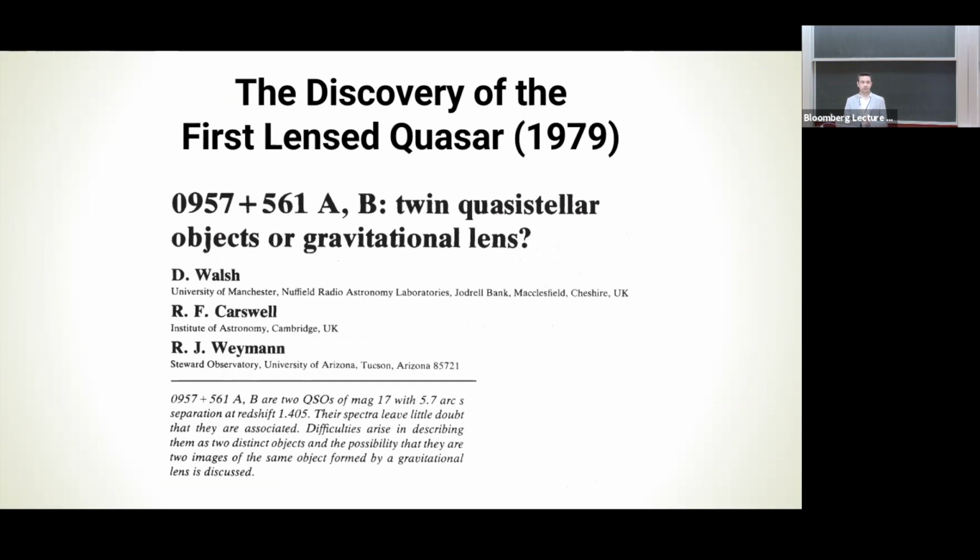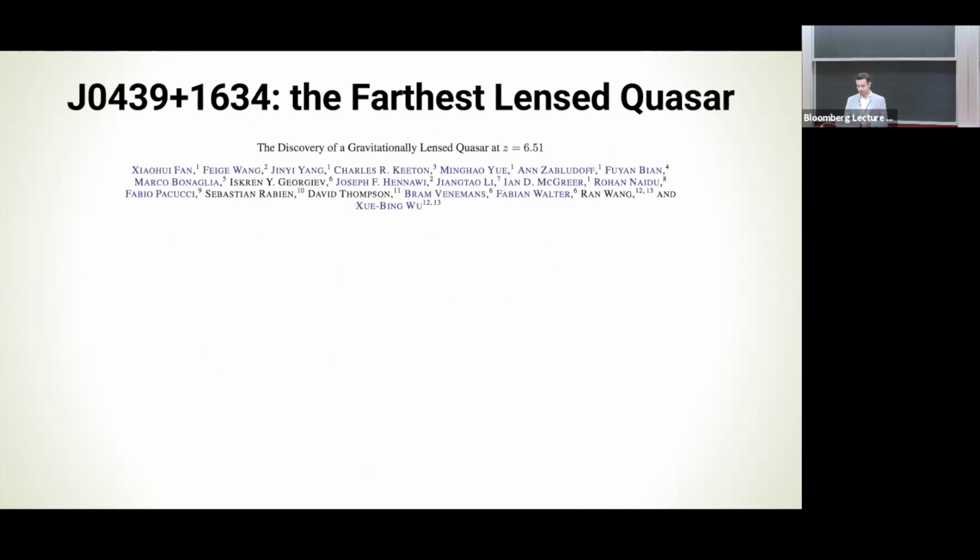Nonetheless, the first clearly lensed quasar was discovered a few years later. We are talking about a quasar at redshift 1.4, so relatively close by modern standards. Other quasars were discovered after 1979. But a couple of years ago, I was part of this team led by Xiaowei Fan, which discovered the first gravitationally lensed quasar in the epoch of reionization.